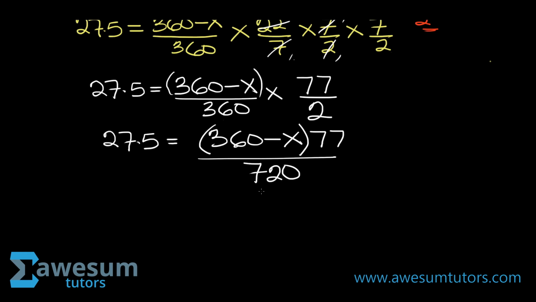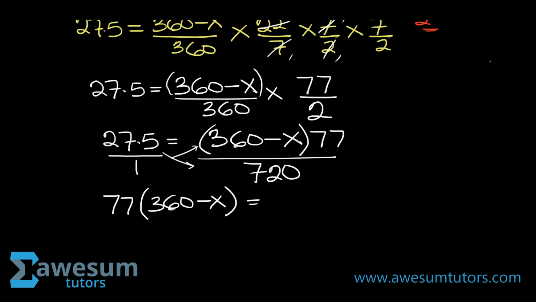Now what can we do right here? We can cross multiply right now. Remember, 27.5 means 27.5 over 1. So I can cross multiply, okay. Now 1 times all this will still give me all that. Take note, guys, this is the same thing as this, okay. And then I can multiply this. 720 times 27.5, okay, that's going to give me 19,800. You can use your calculator for that, okay.